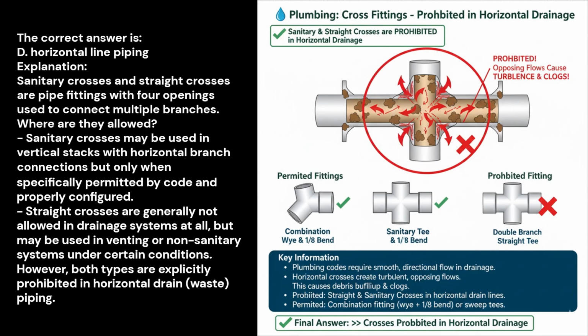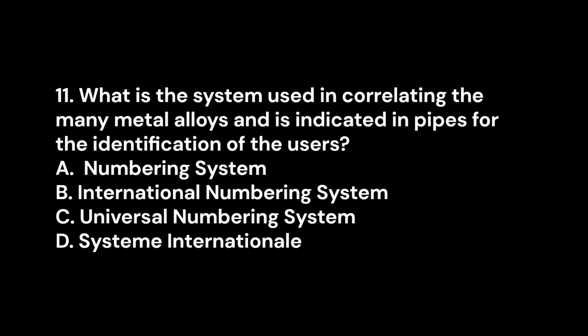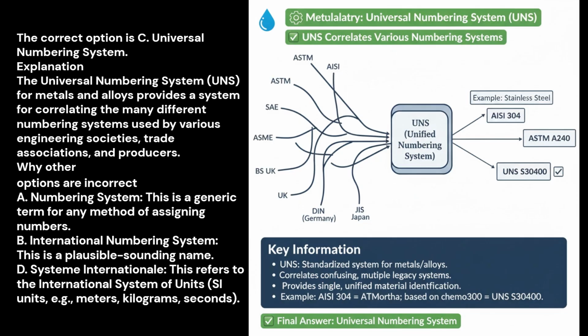Horizontal line piping. Number 11. What is the system used in correlating the many metal alloys and is indicated in pipes for the identification of the users? A. Numbering system. B. International numbering system. C. Universal numbering system. D. Systeme International. The correct option is C.